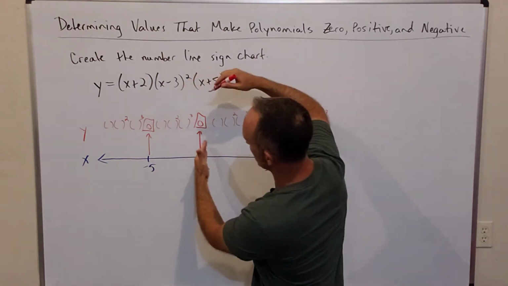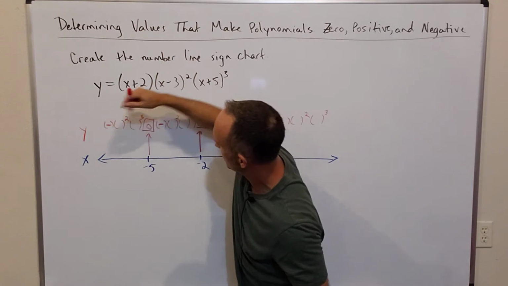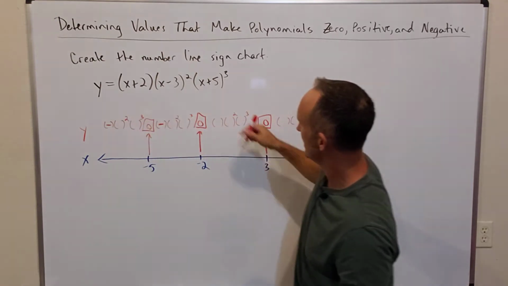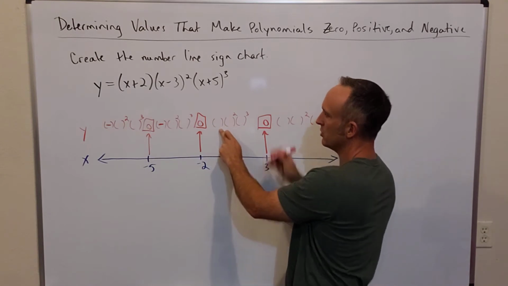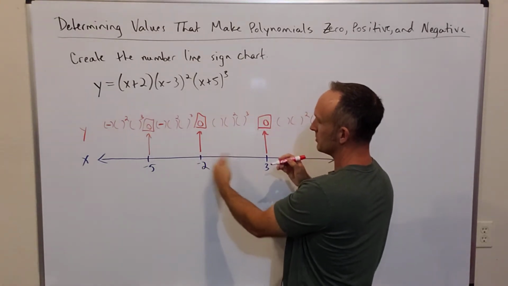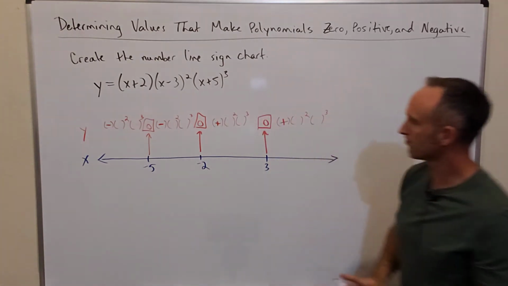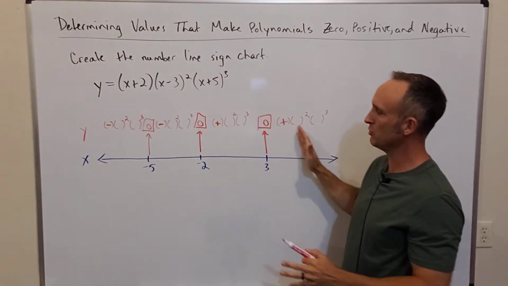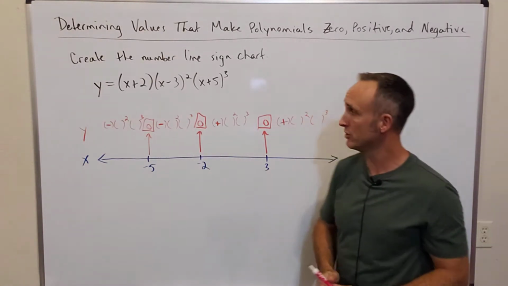So I know that to the left of -2, the sign of my x plus 2 factor, that first factor, is negative. And then when I cross over -2, right, if I plug in numbers bigger than -2, that changes to a positive. Okay? So that's just the x plus 2 factor, and the only place it changed sign was at its critical value of -2.